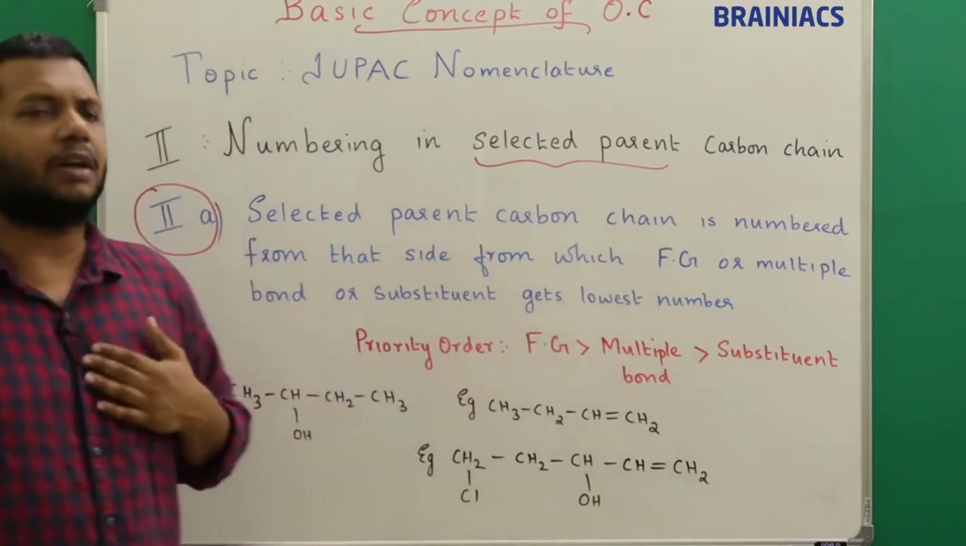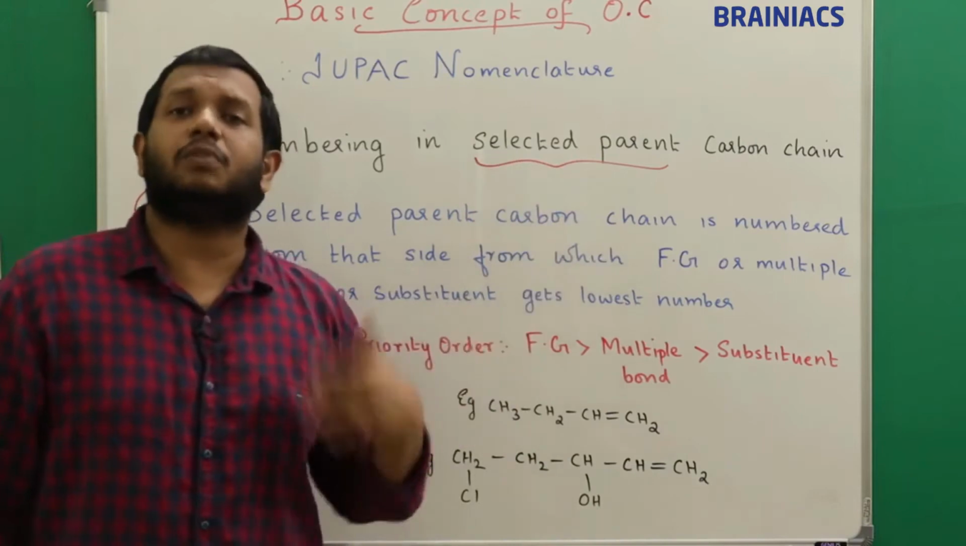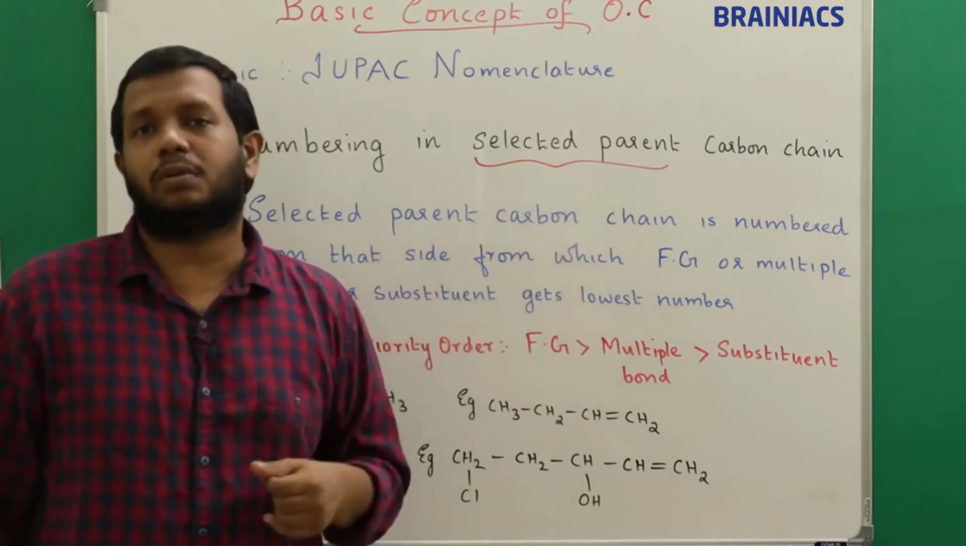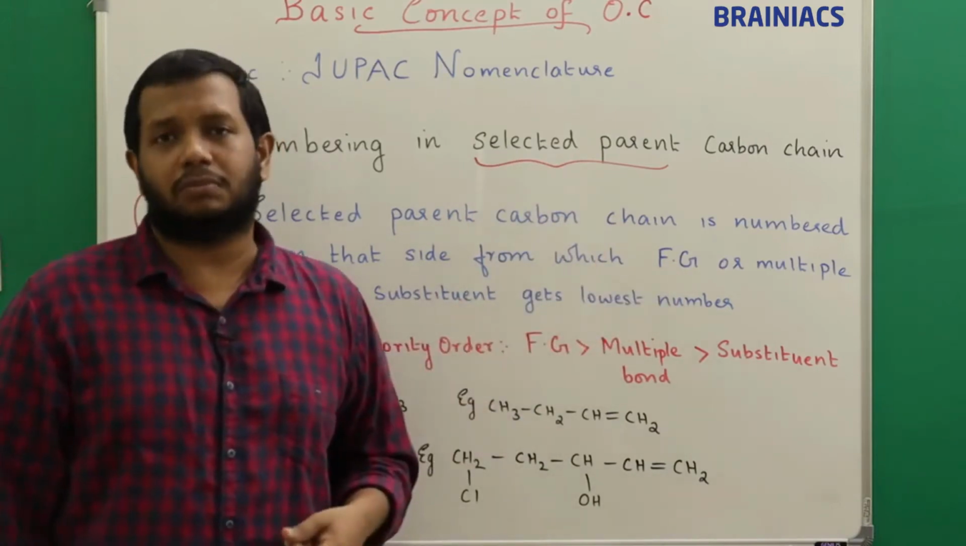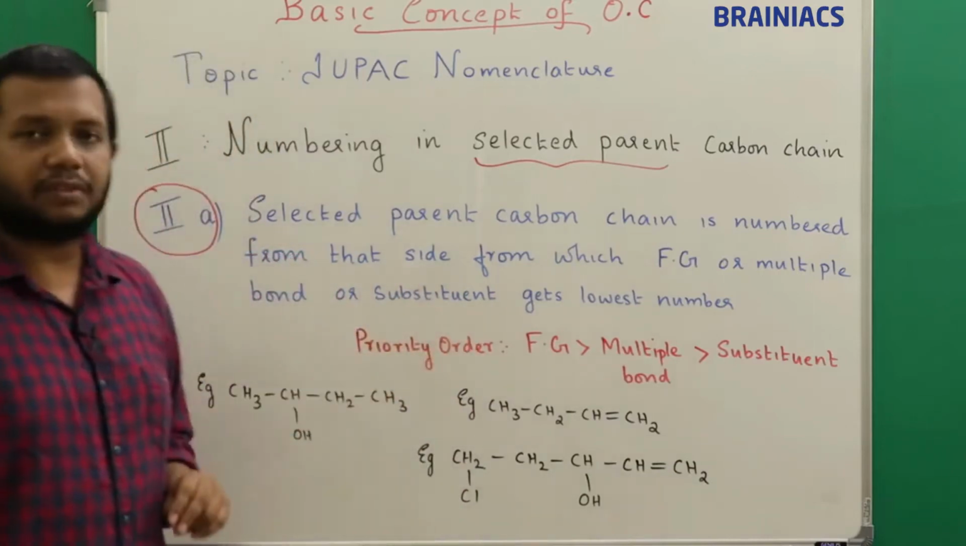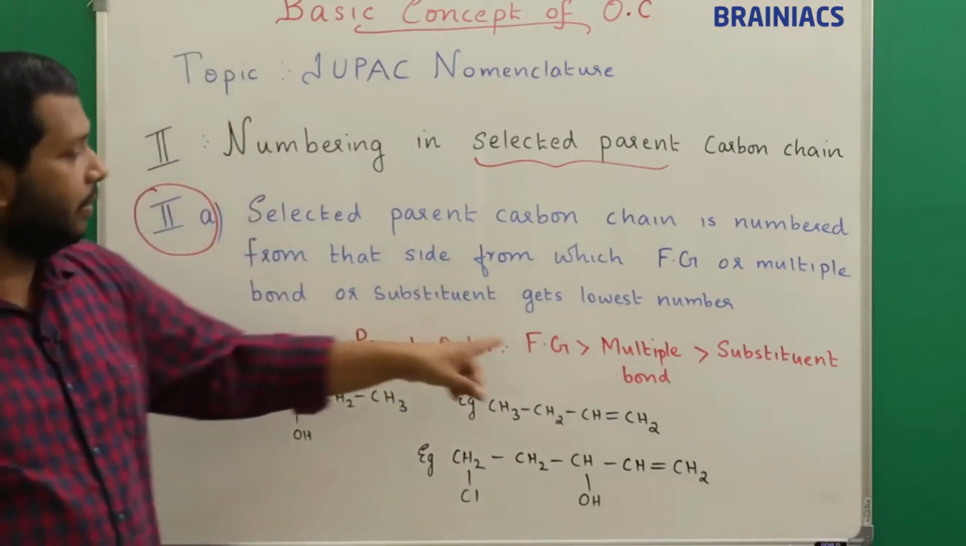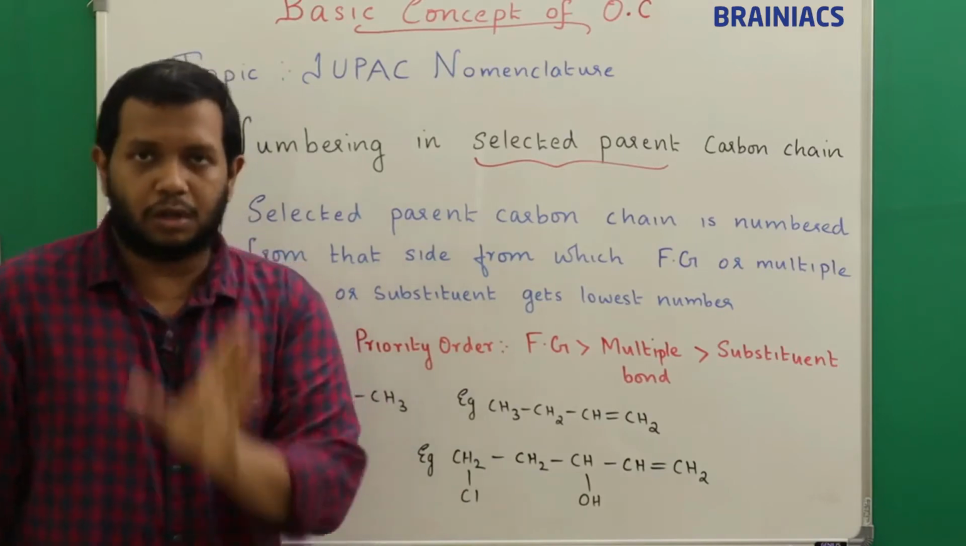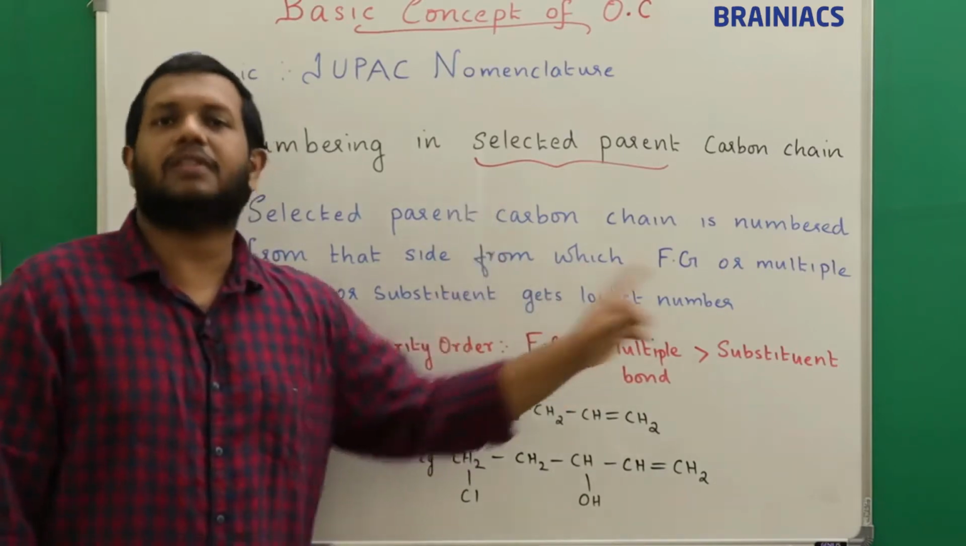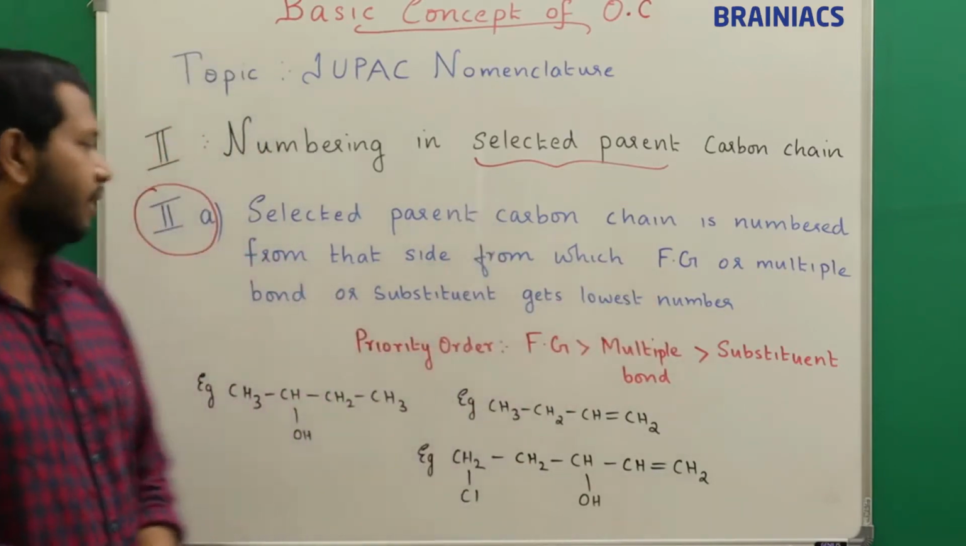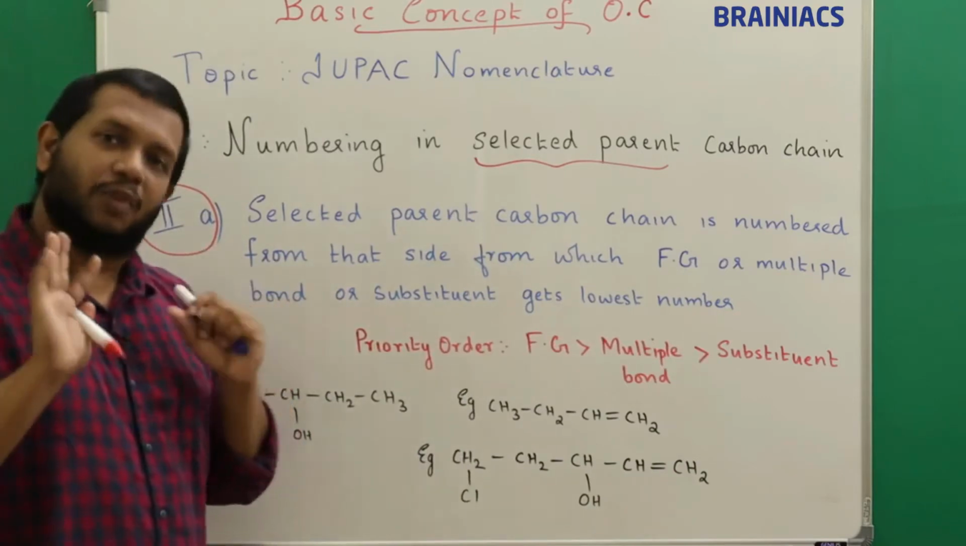So here students will get a doubt: sir, if all the 3 are present, what should we do, sir? Which should be given the lowest number? That's why the next line states the priority order, who should be given the first priority? Functional group, then multiple bond, then substituent. Now let's see one example so that you will understand it very easily.